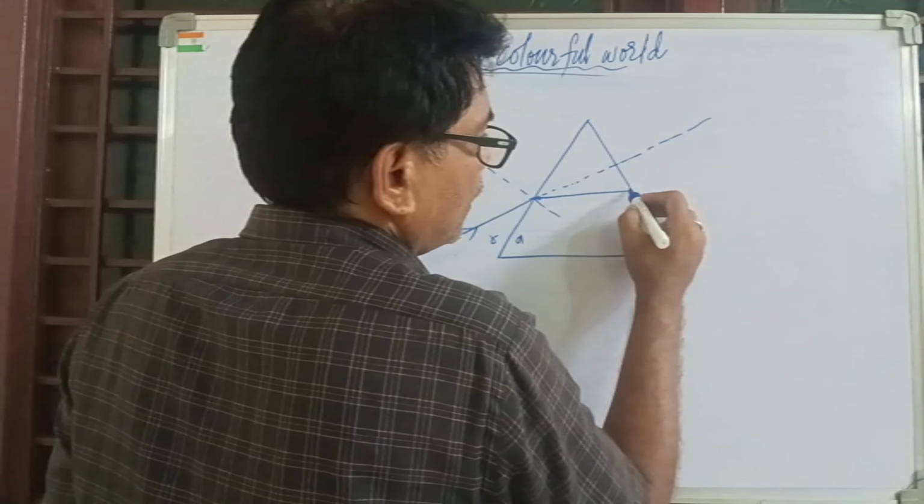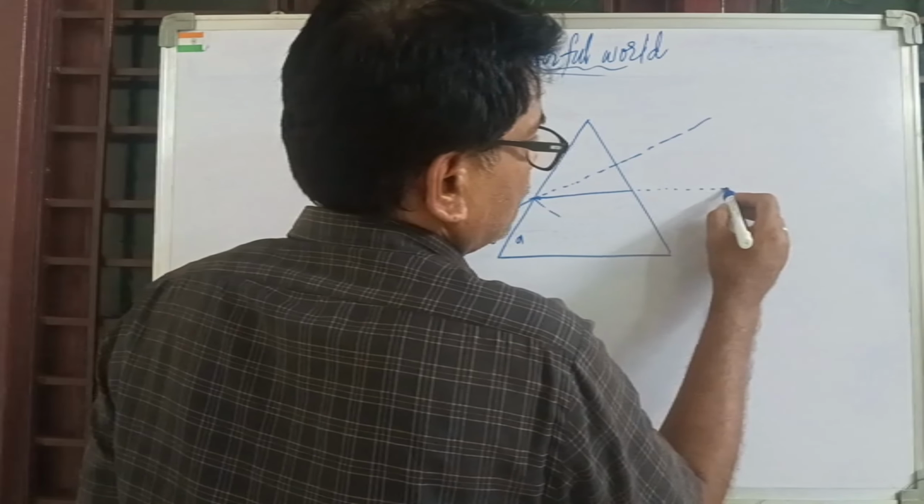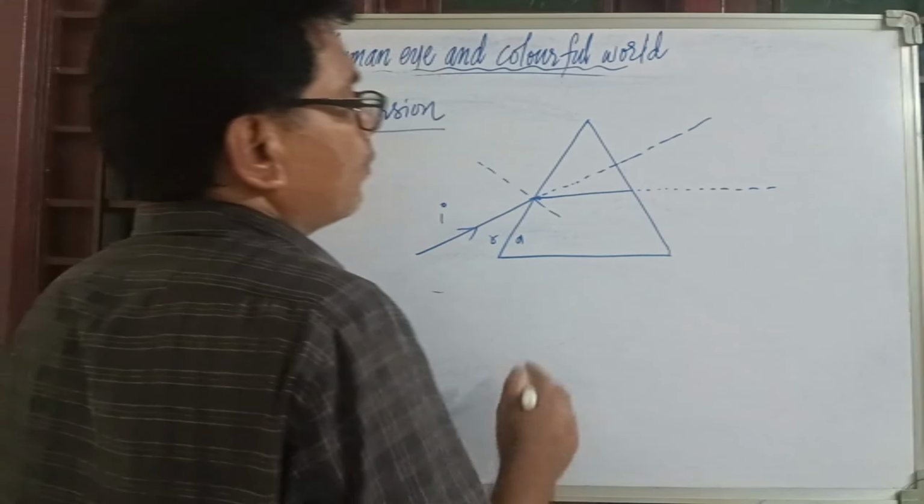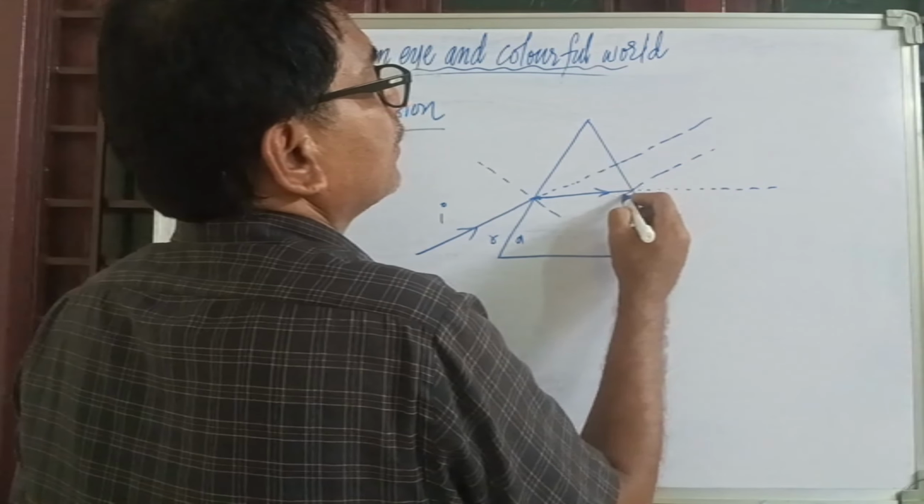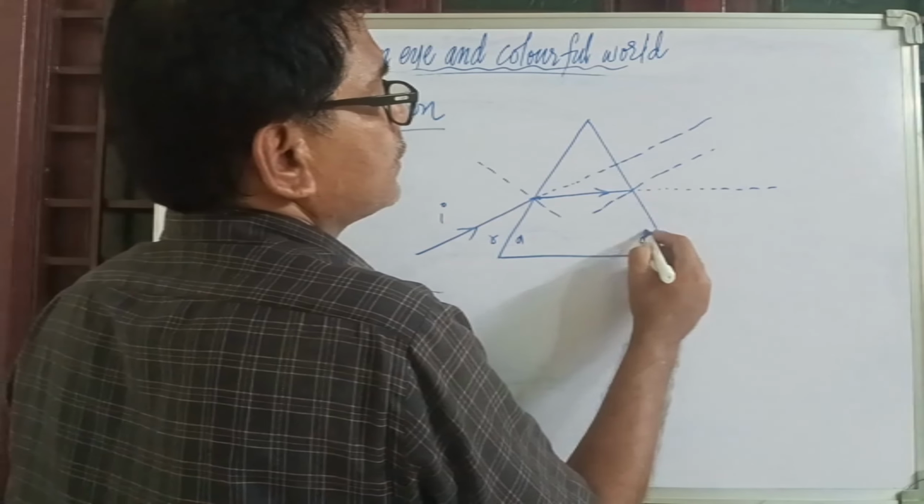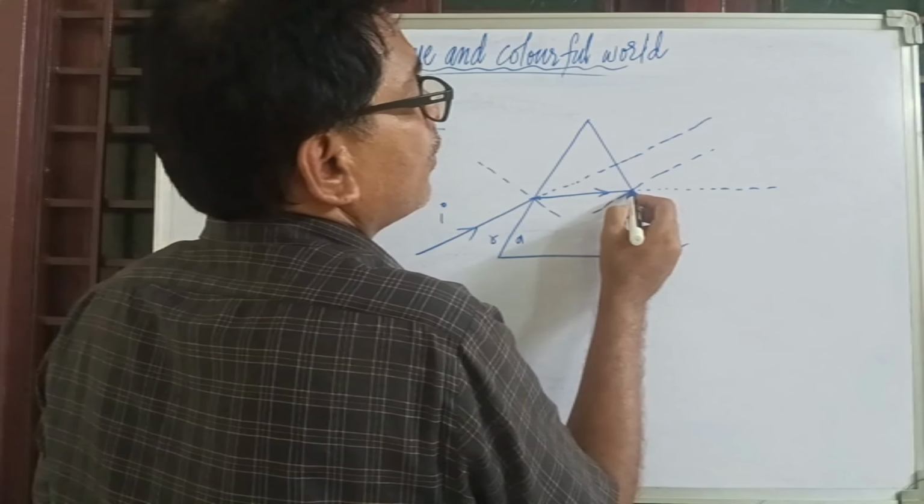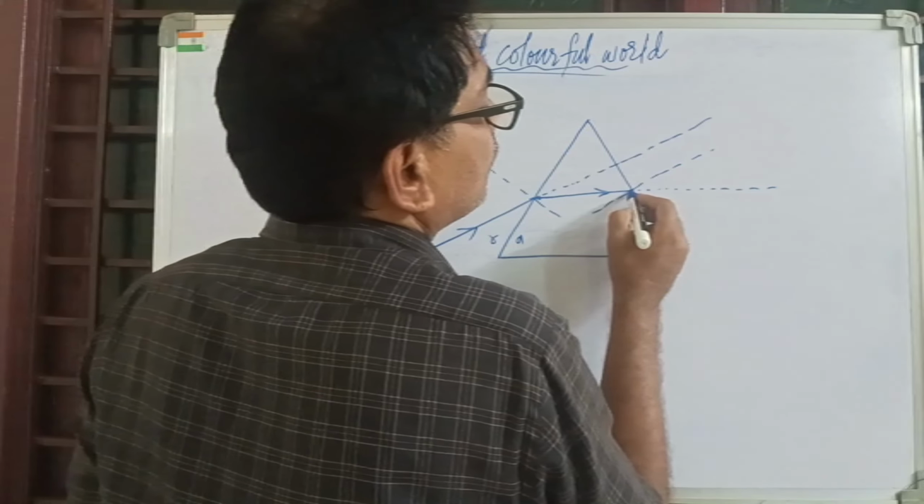Bends like this. Again here, it is supposed to go away like this. That is very important. But what happens again? Since it is coming out, you will find a normal over here. Since it is coming out from denser to rarer, it will move away from the normal. So you will find it like this.